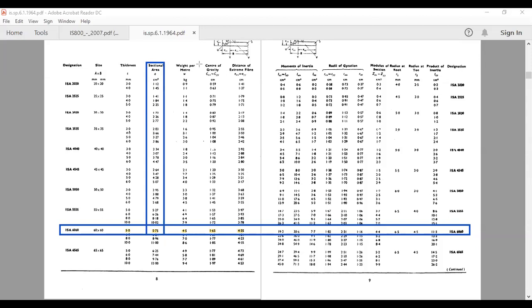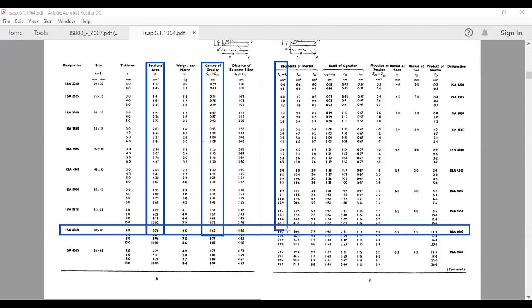In addition to this, the position of the center of gravity with respect to the angle section was required. So the Cxx and Cyy is 1.65 centimeter, or 16.5 millimeter. Then the moment of inertia, Ixx and Iyy value. Since it is an equal angle section, both are the same. It is mentioned Ixx equal to Iyy. How much is it? It is 19.2. Okay, now it is clear.